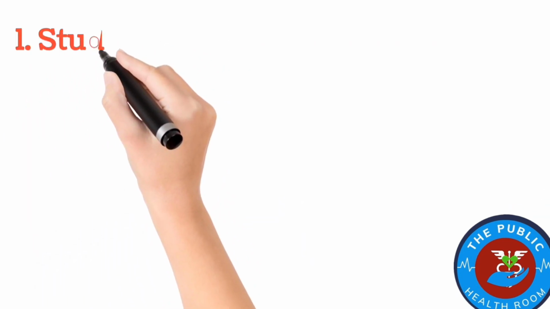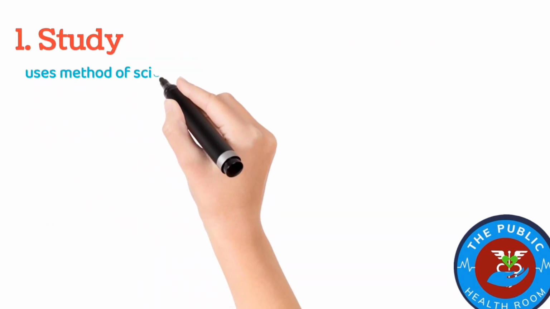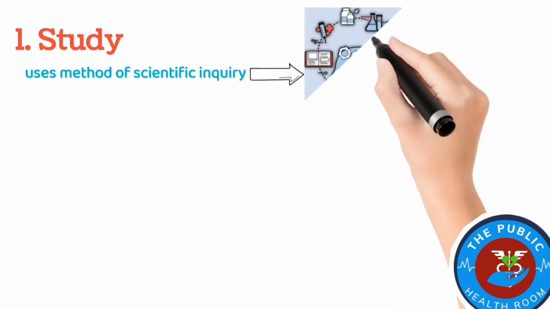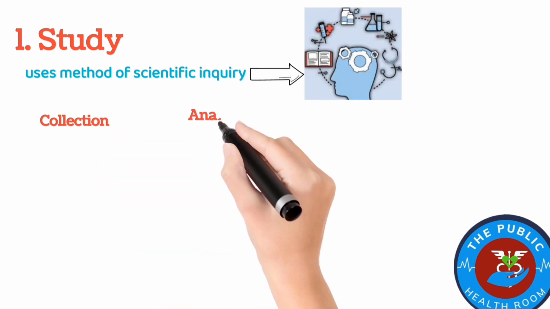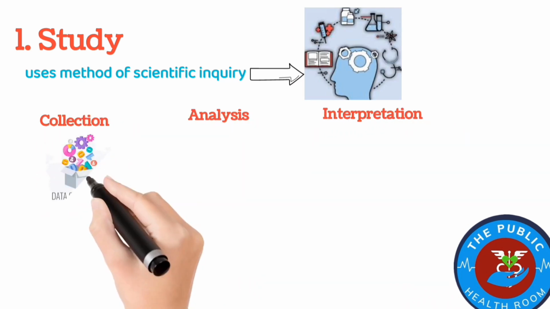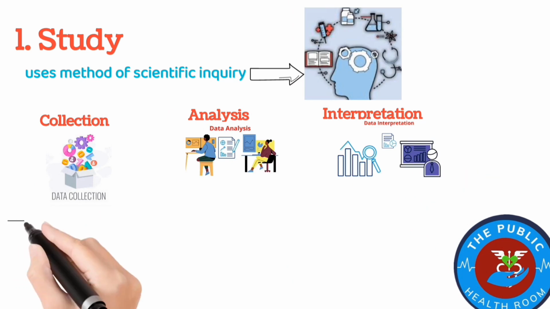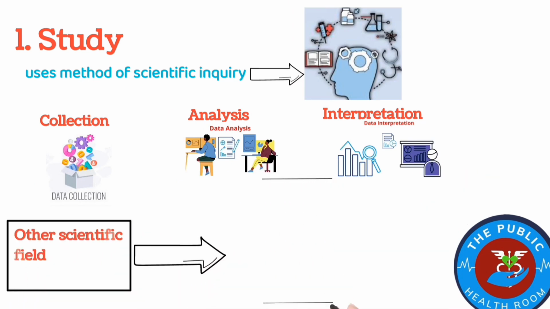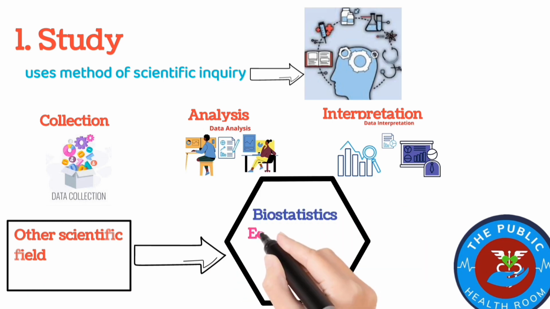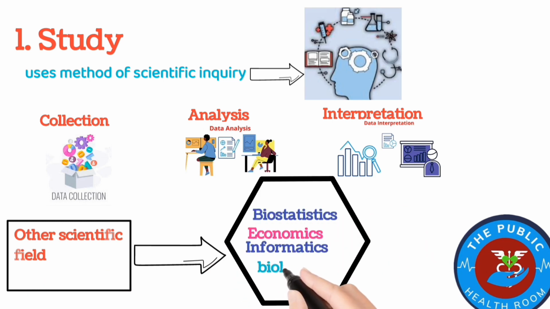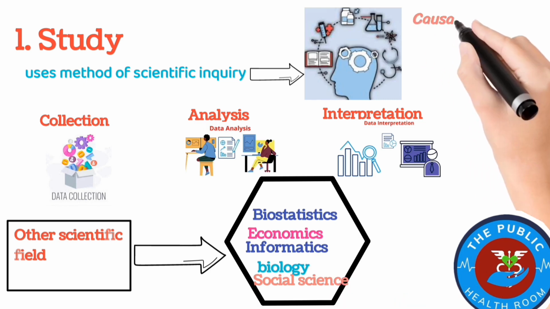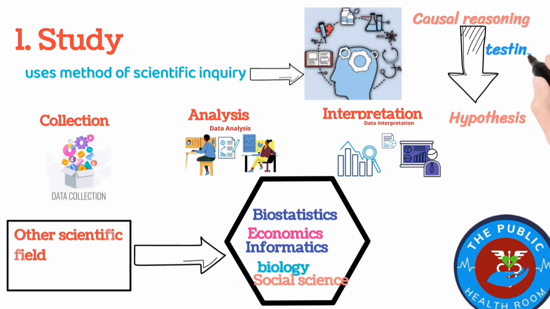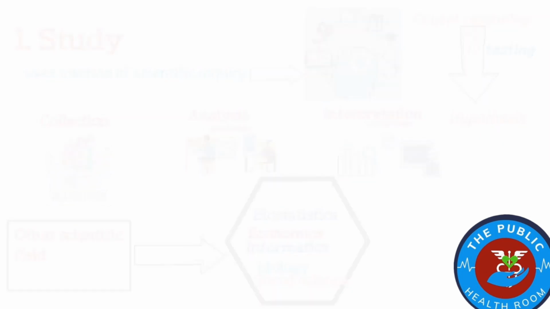Study. Epidemiology is a scientific discipline with the sound methods of scientific inquiry at its foundation. Epidemiology is data-driven and relies on a systematic and unbiased approach to the collection, analysis, and interpretation of data. Epidemiology also draws on methods from other scientific fields including biostatistics, economics, informatics, biology, and social sciences. Secondly, epidemiology is a method of causal reasoning based on developing and testing hypotheses.